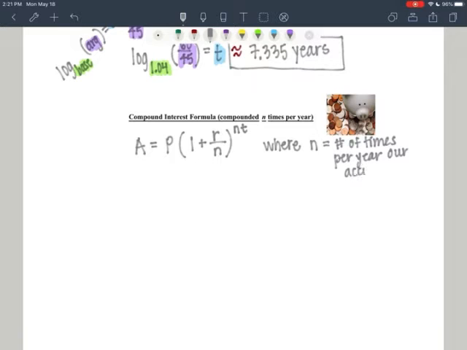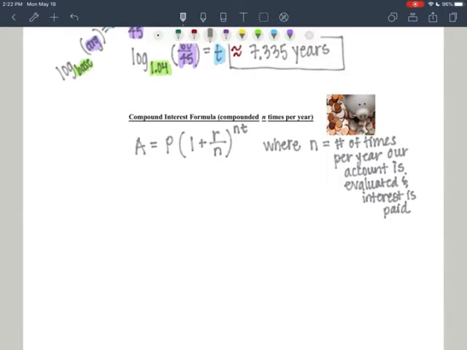our account is evaluated and interest is paid. So that's important for you to understand. It's the number of times per year that the account is evaluated and interest is paid. So let's talk about how many times that could be.